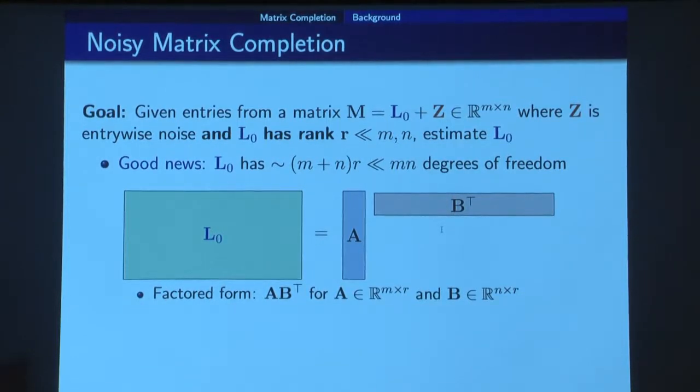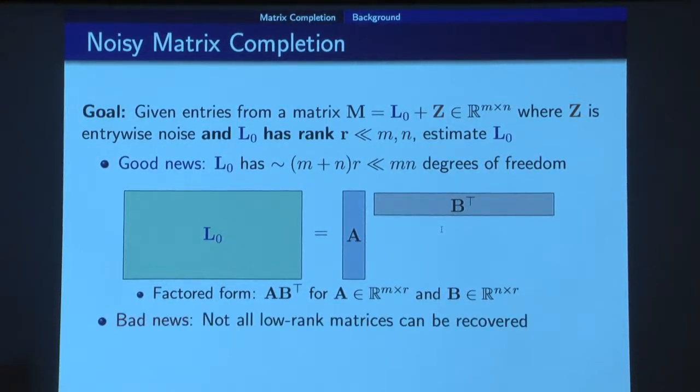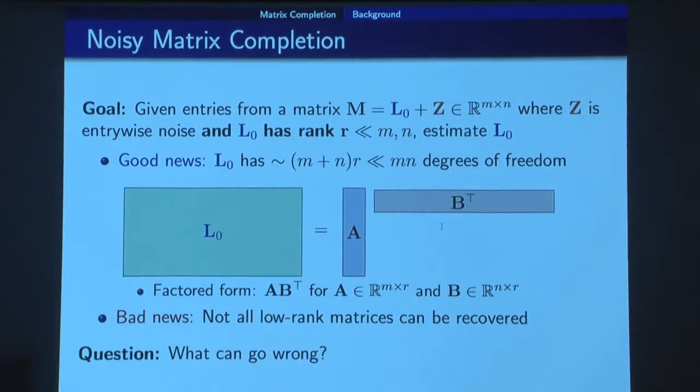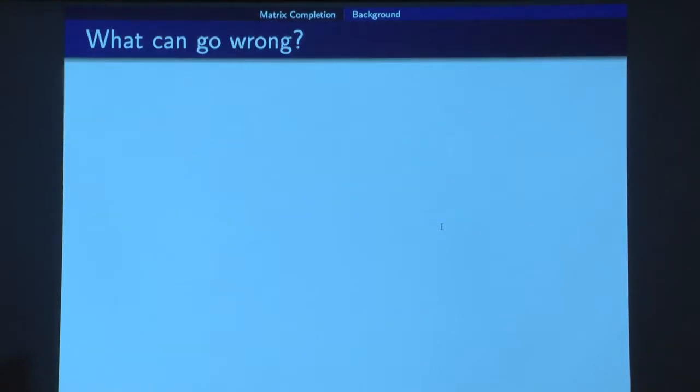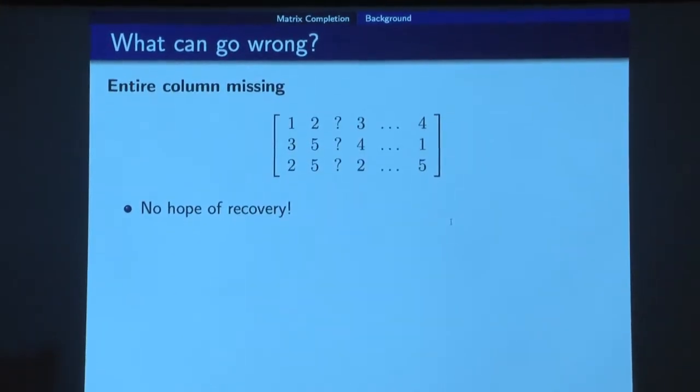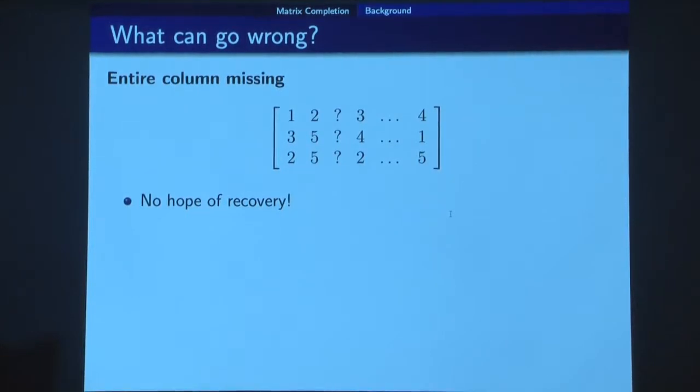So that's the good news. The bad news is that not all low-rank matrices can be recovered. There's still some problems. Some things could still go wrong. So what can go wrong? Well, the first thing that can go wrong is that we might not observe anything about a particular user in our database, say. And if we don't observe anything about that user, even if our matrix is very low rank, there's no way to recover any information about that column, about that user.